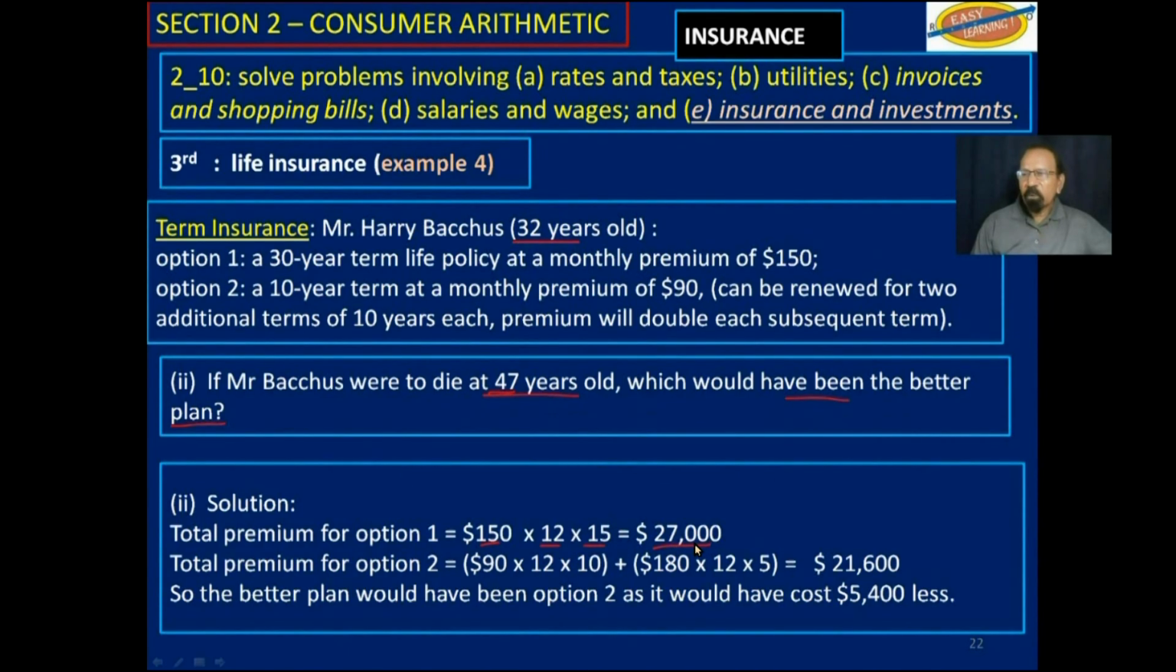$27,000. And the total premium for option 2 would be 90. This would be for the first year at $90 for 10 years, and the second 10 years at 180, but only 5 of that. This would have been $21,600. So if he dies 15 years into the policy, her plan would have been better, and option 2 would have cost $5,400 less. Now remember, the face value still has to be paid. In this case, if he dies at age 47, the face value has to be paid. But in the previous case, if he lives out the 30 years, then no face value will be paid.